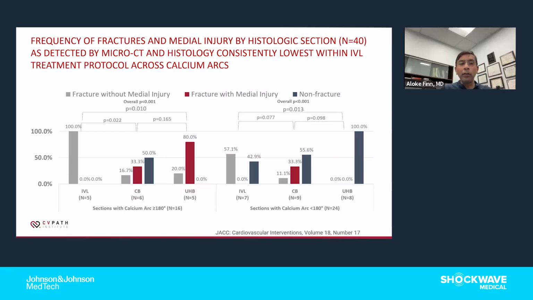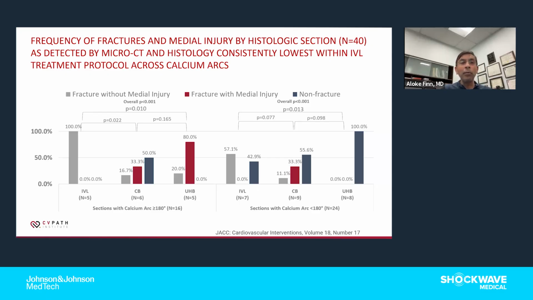Now, we wanted to look more at clinically relevant information. Therefore, we chose a section-based analysis. Each section was analyzed and graded according to the extent of calcium. When I say extent of calcium, I mean, was the calcium arc greater than or equal to 180, or was it eccentric calcium that is less than 180? And how did the devices do in terms of concentric calcium and eccentric calcium?